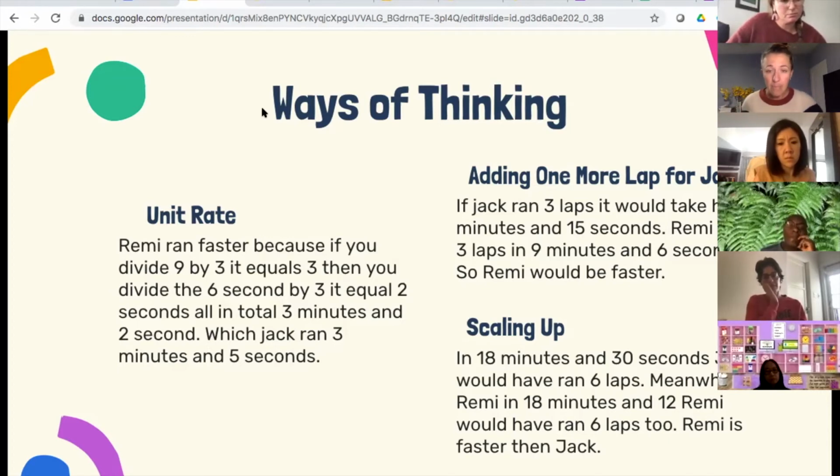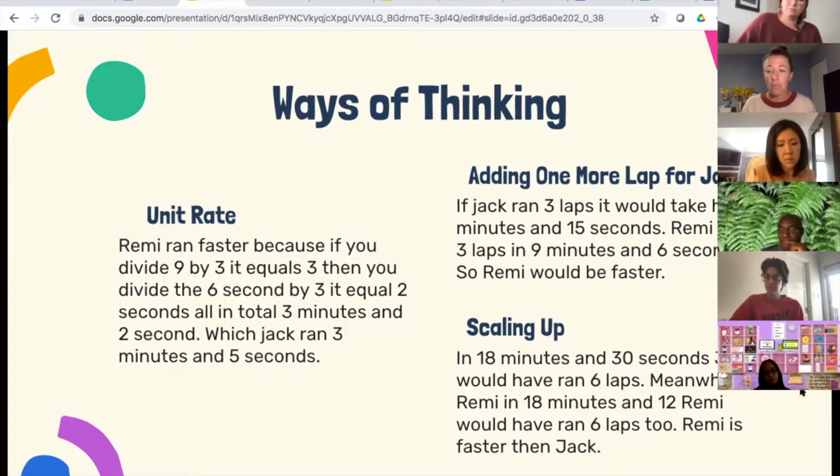We also had a student who saw that Remy ran 3 laps and Jack ran 2 laps. So what if I added 1 more lap to Jack's time? If Jack ran 3 laps, it would take him 9 minutes and 15 seconds. Remy did 3 laps in 9 minutes and 6 seconds. So Remy would be faster. So that was actually a different way of thinking.